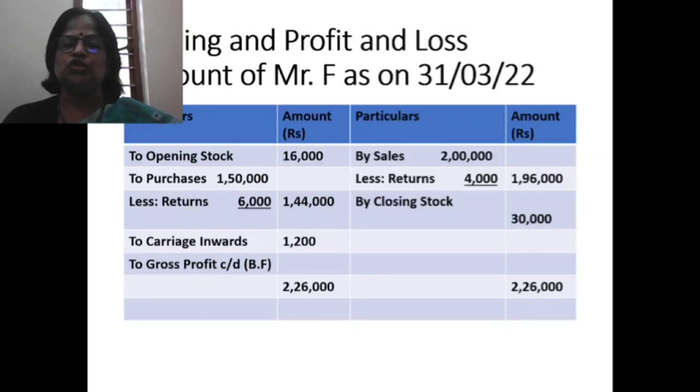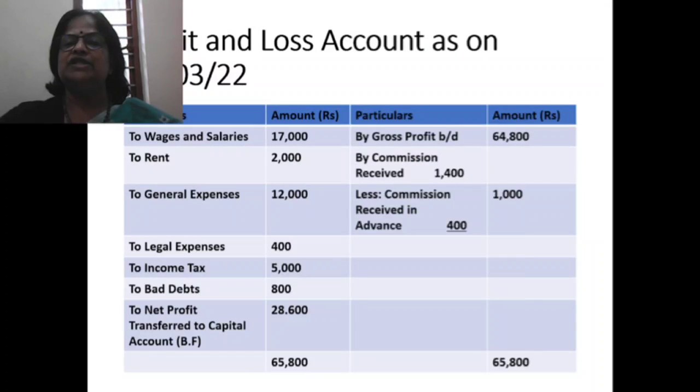So credit side is higher, 2,26,000. That we will write on both sides. Now we will balance. So we will get the gross profit on the credit side. Gross profit is 64,800. Now we will come to profit and loss account. Wages and salaries, debit side 17,000, rent 2,000, general expenses 12,000, legal expenses 400, income tax 5,000, bad debts 800. Now credit side, by gross profit brought down 64,800, by commission received 1,400, less commission received in advance.